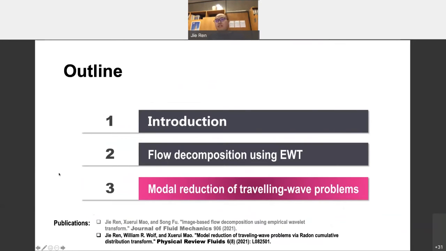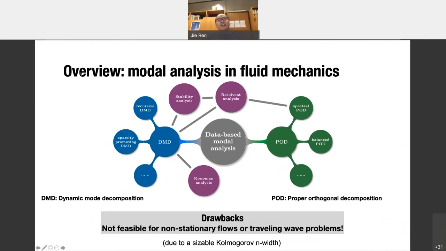So I move very quickly to the second topic, that is modal reduction of traveling wave problems. Again, if we go back to the overview, this method has a major drawback: it is not feasible for non-stationary flows or traveling wave problems. The reason is that traveling wave problems have a very large Kolmogorov n-width. What does this Kolmogorov n-width mean? I will show you here.